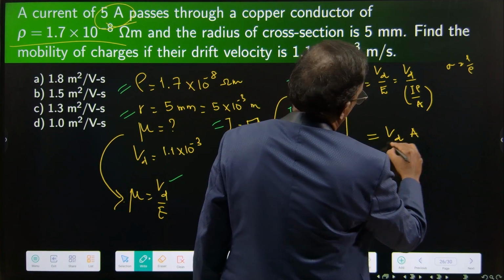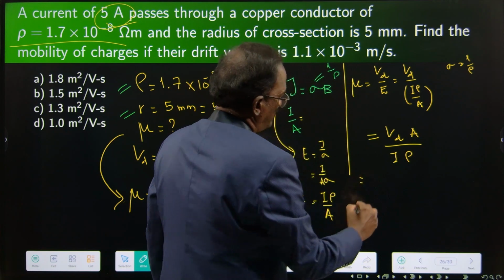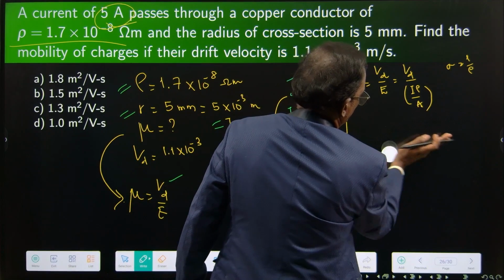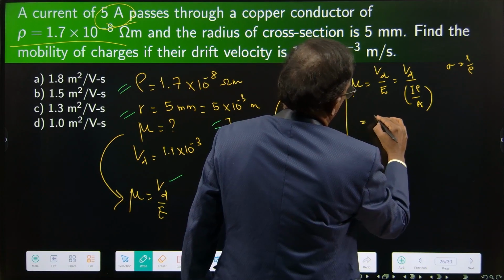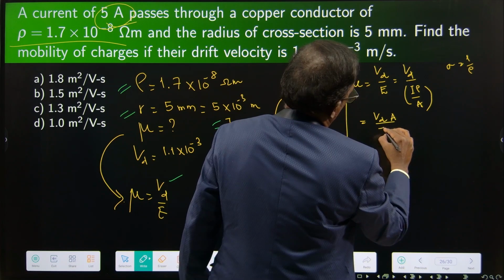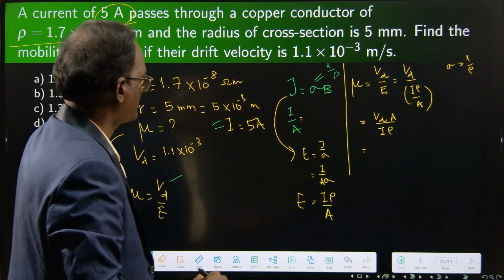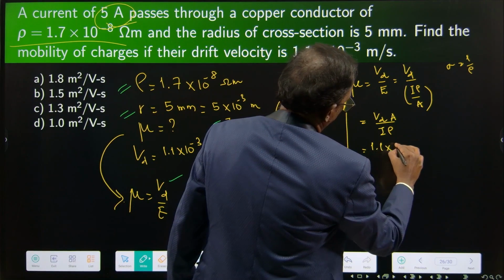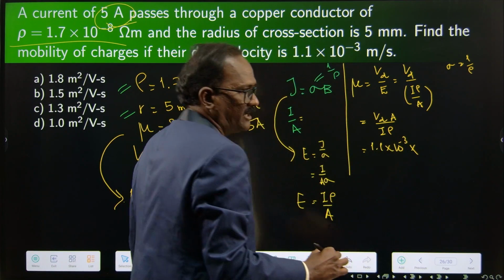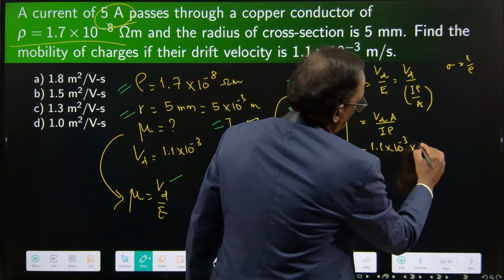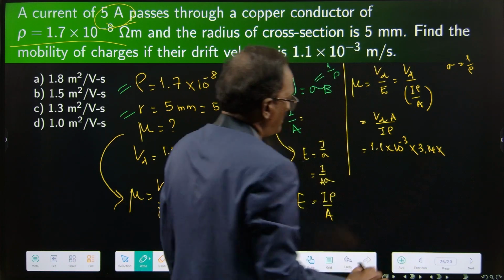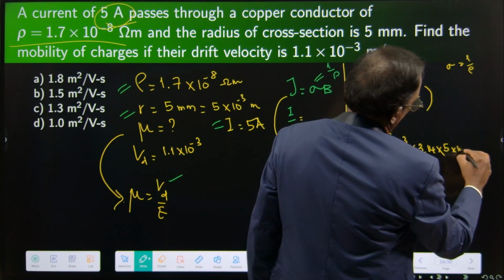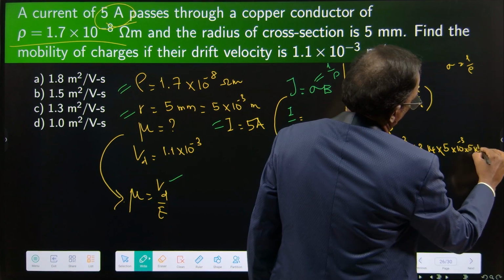Vd = I/(nAe)... Vd by I rho. Yes, we will substitute the values. Vd is equal to 1.1 into 10 to the power of minus 3. Area is pi r square, pi is 3.14. R value is 5 mm, so 5 into 10 to the power of minus 3, another 5 into 10 to the power of minus 3, R square.